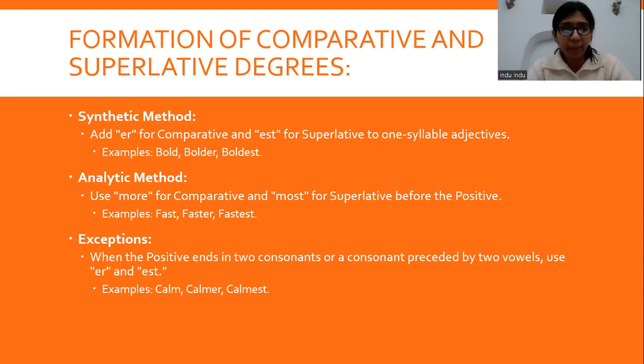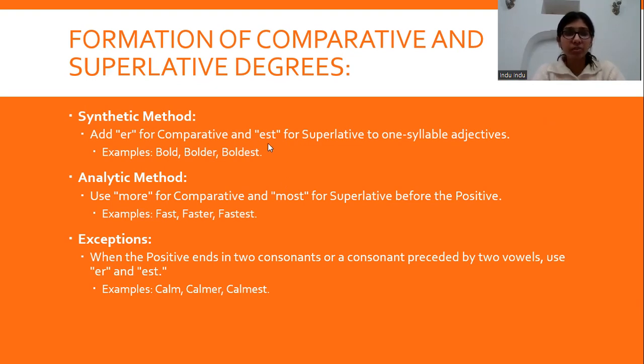However, we have certain exceptions: when the positive ends in two consonants or a consonant preceded by two vowels, use ER and EST. Calm, calmer, calmest, right? Okay. Going ahead, I hope the synthetic and analytic methods are clear to all of you.